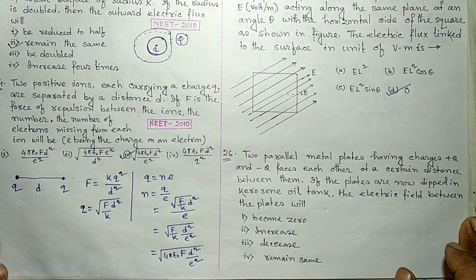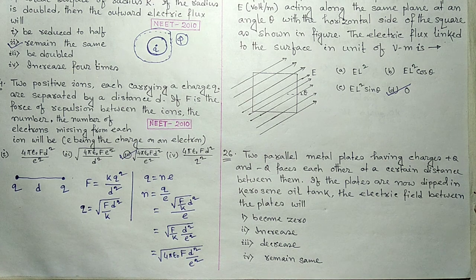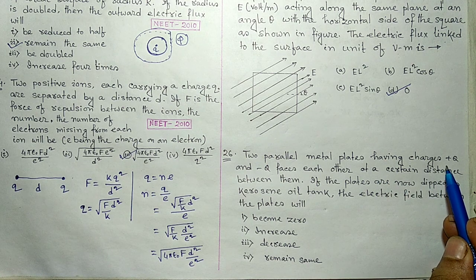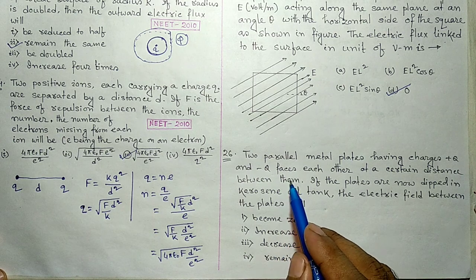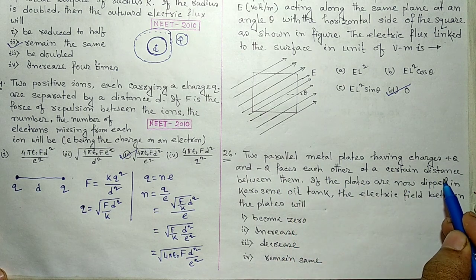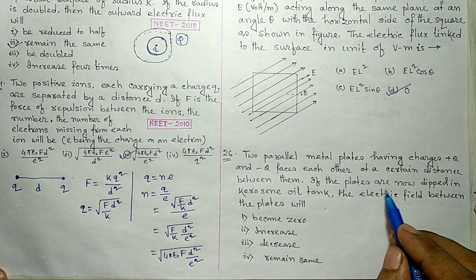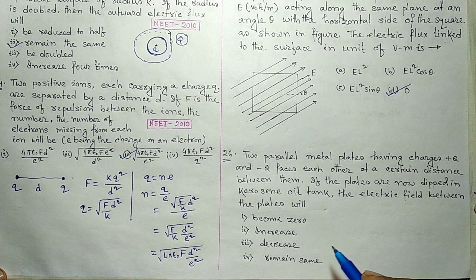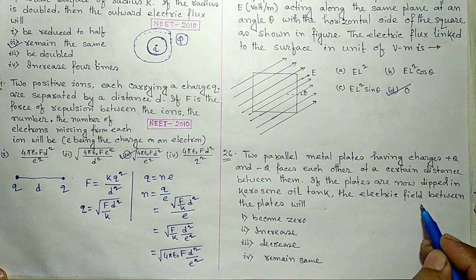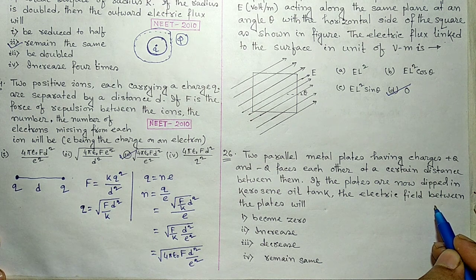Question number 26 says that two parallel metal plates having charges plus q and minus q face each other at a certain distance between them. If the plates are now dipped in a kerosene oil tank, the electric field between the plates will be.